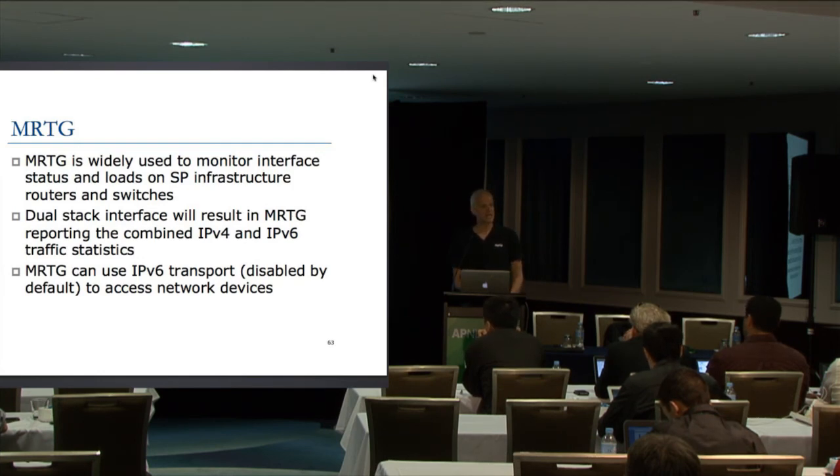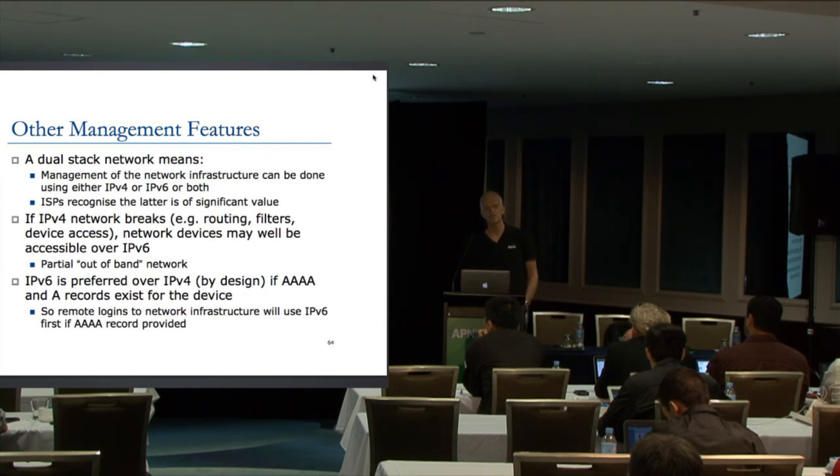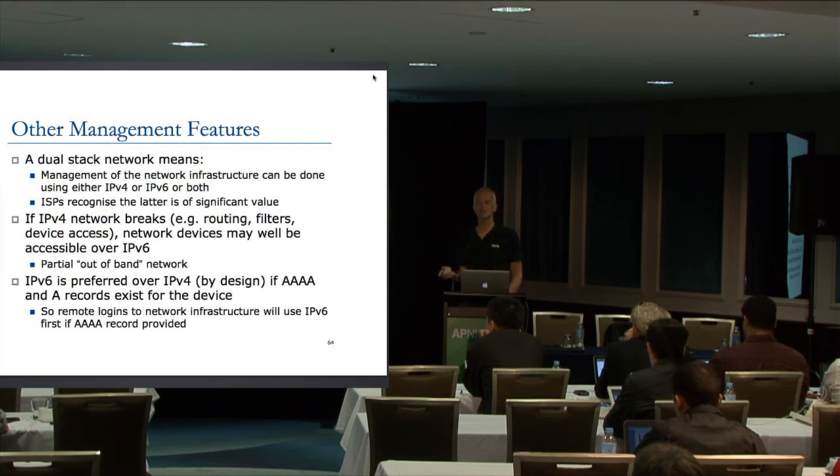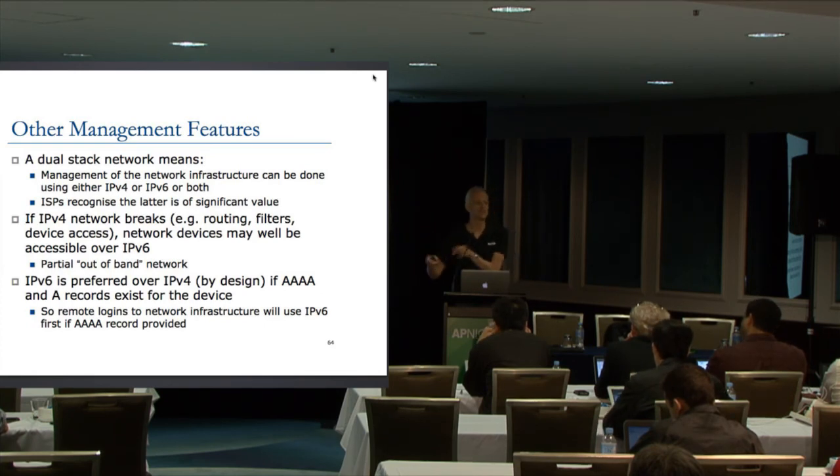Other interesting things. A dual stack network means that you can manage the network infrastructure over v4 or v6. And some folks are using this as a kind of pseudo out-of-band infrastructure. If you break v4, you can still log in over v6, and vice versa. That's what I tend to find. And certainly, if you're in a dual stack network, most stacks will prefer to connect over v6 first. So if you really break something in v4 in your backbone, you can still log in over v6, which is handy. Folks are recognizing it. The workshops I've been teaching are a lot easier now when we break things in v4, because I'll just log in over v6 and we can fix it.